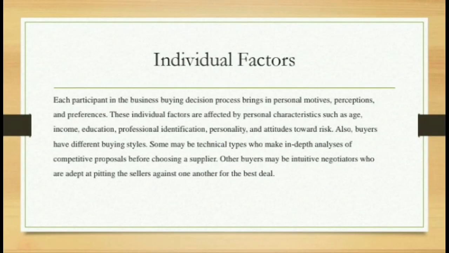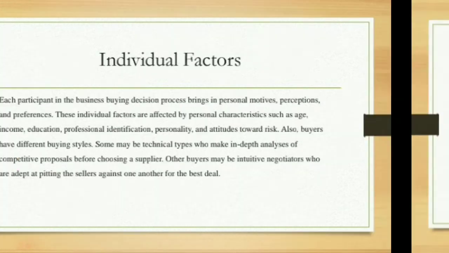Individual factors. Each participant in the business buying decision process brings in personal motives, perceptions, and preferences. These individual factors are affected by personal characteristics such as age, income, education, professional identification, personality, and attitudes toward risk. Also, buyers have different buying styles. Some may be technical types who make in-depth analysis of competitive proposals before choosing a supplier. Other buyers may be intuitive negotiators who are adept at pitting the sellers against one another for the best deal.